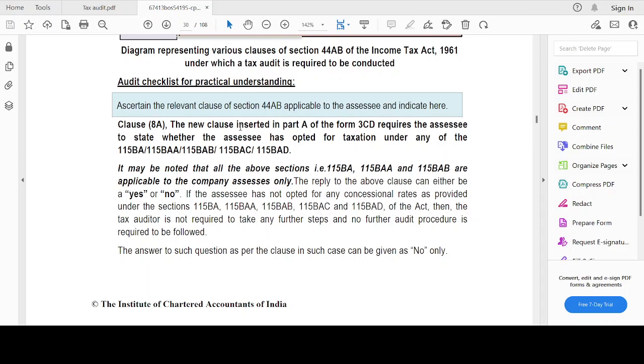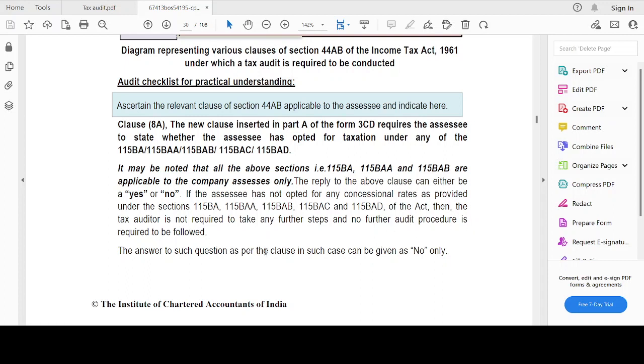Clause 8A. The new clause inserted in Part A of Form 3CD requires the assessee to state whether the assessee has opted for taxation under any of the new tax regimes. Section 115 is the new tax regime, right? I have to disclose whether the assessee has opted for any of the new tax regimes. It may be noted that 115BAA and 115BAB are applicable to company assessees only. So they can reply only yes or no. If the assessee has not opted for the concessional rate as provided in the sections, then the tax auditor is not required to take any further steps, and no further audit procedure is required to be followed.